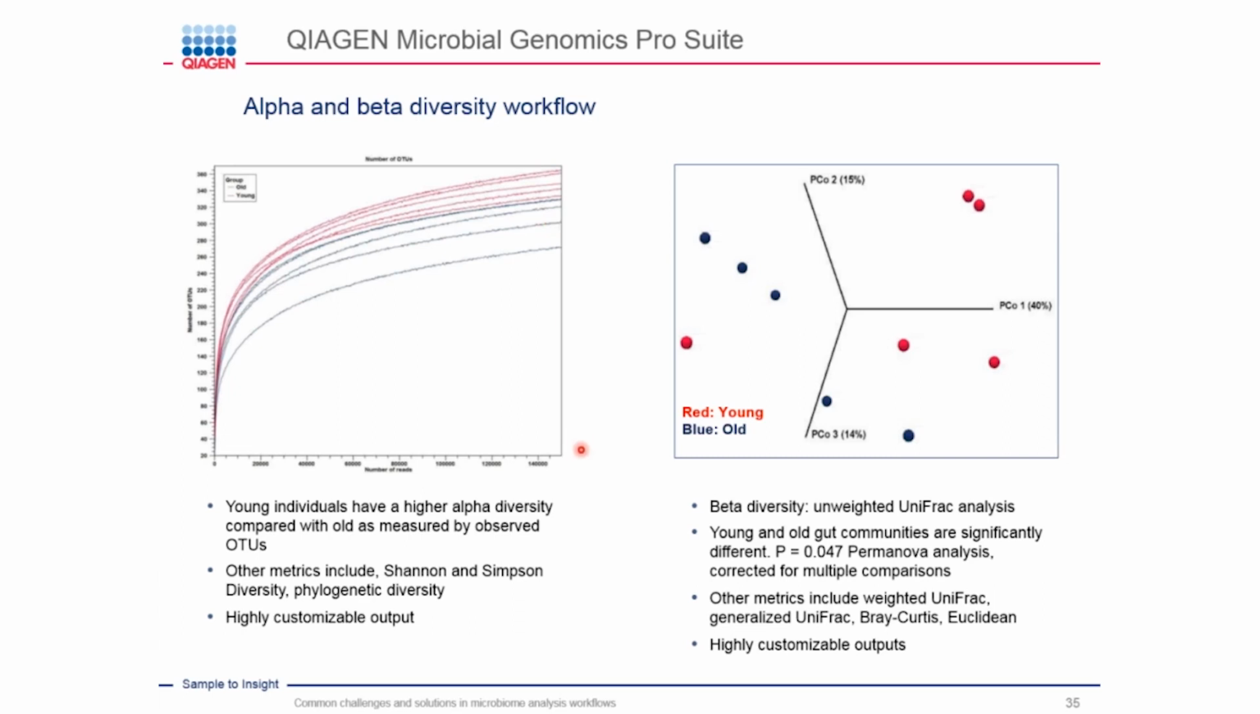As a next point, we wanted to know if this is significantly different. So we did a PERMANOVA analysis, or the Microbial Genomics Pro Suite did this analysis. And as you can see here, we have a significant difference between the young individuals and the old individuals. So by this data, we could show that aging has an effect on your microbial community in the gut.